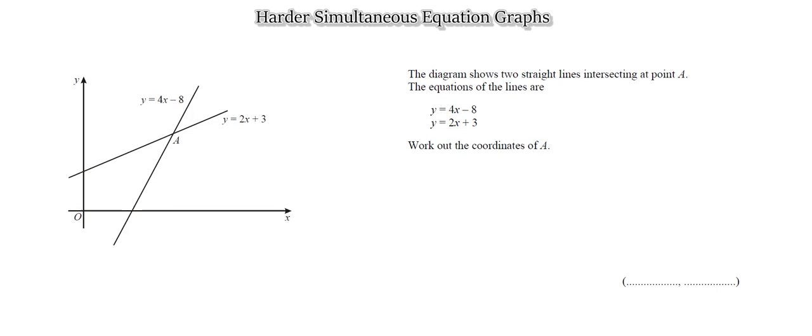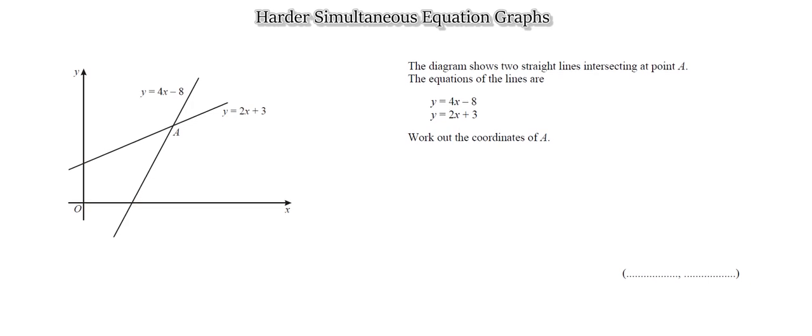Now this is quite different to what we've practiced before. This question says that the diagram shows two straight lines intersecting at point A. The equations of the lines are y equals 4x minus 8, y equals 2x plus 3. So we've got two lines, and they've been labeled with what equation each line is. Work out the coordinates of A.